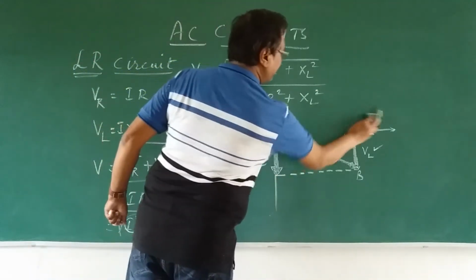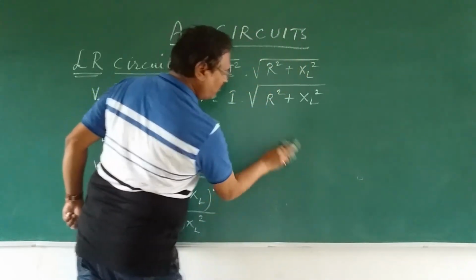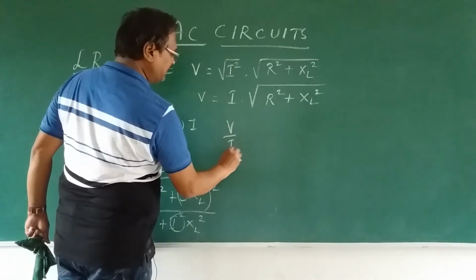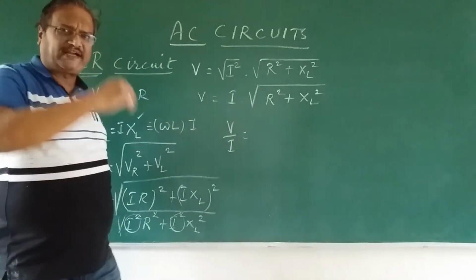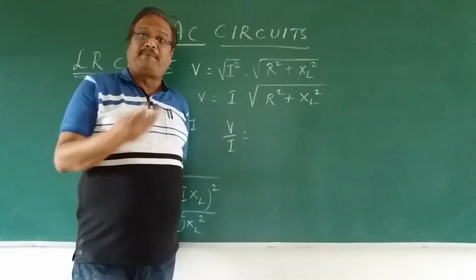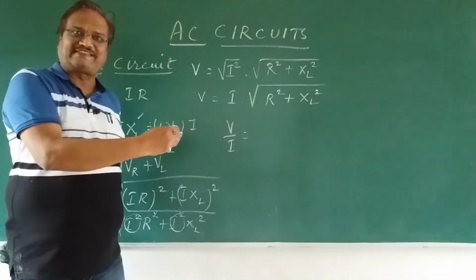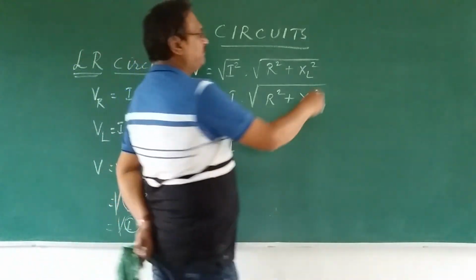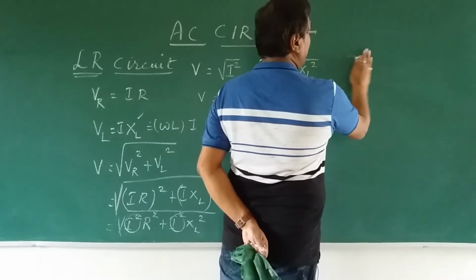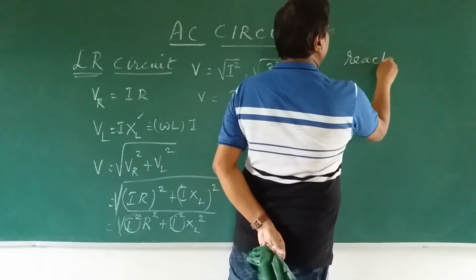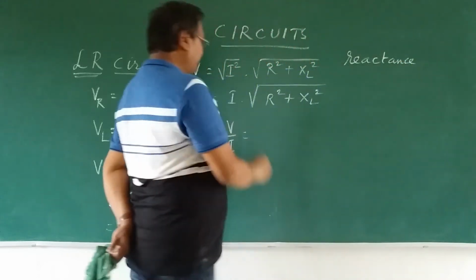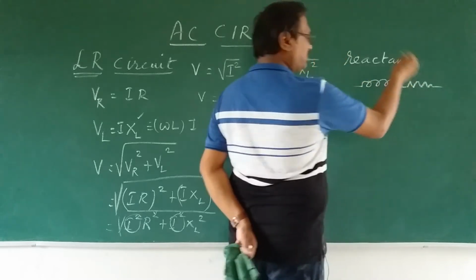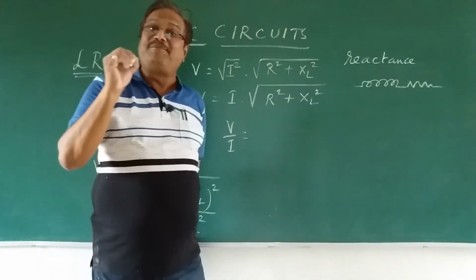Let me erase this again, because the phasor diagram is only for getting an idea. Bring this I down. V by I is equal to what? Resistance. But in an AC circuit with only a resistor, only a capacitor, or only an inductor, we call it reactance. But in this case I have an inductor and a resistor together, and then it is called impedance.